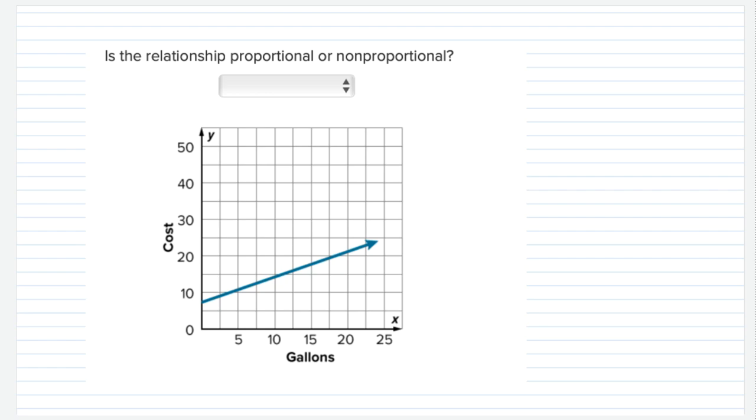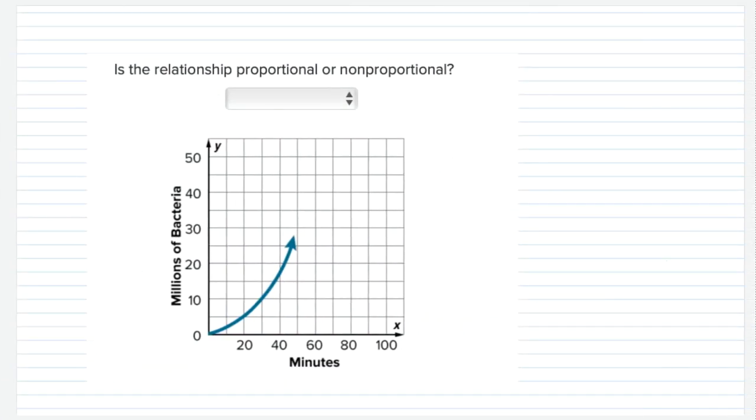All right, next example. Again, checking for those same things. Does it pass through the origin? Immediately we can see, no, it does not. The line is definitely starting above that mark, but it is a straight line. But because it doesn't go through the origin, this is going to be considered non-proportional.